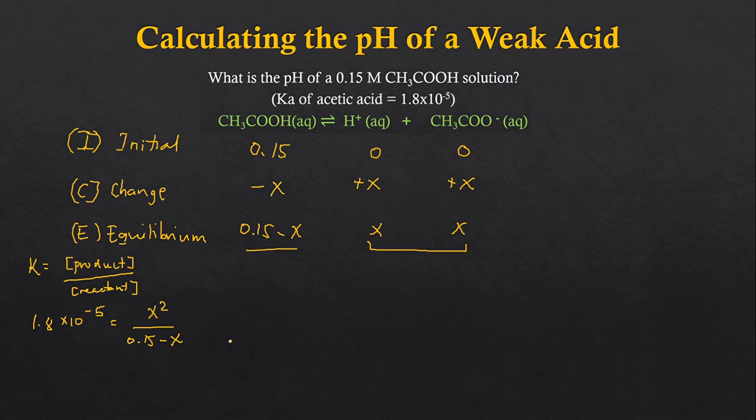Okay, mamaya may tuturo akong shortcut dito sa inyo. Pero, for the meantime, gawin muna natin yung long method ng pagsosolve dito. Okay? So, let's solve for x. Transpose natin ito dun sa kabila. So, cross-multiply natin. So, we will get, ano to? So, 1.8 times 10 to the negative 5 times 0.15 minus x.